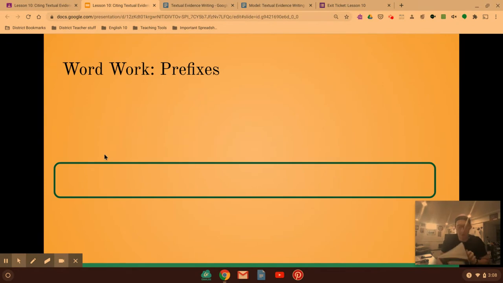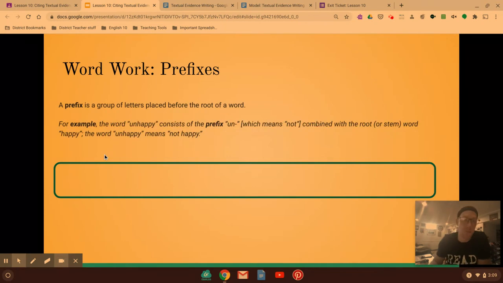Go to the WordWork section of your notebook, and we're going to take some quick notes. I promise they'll just be quick. We're going over prefixes today. So a prefix is a group of letters that is placed before the root of a word. We talked about roots last time. Roots are like the atoms of the word, the smallest parts.